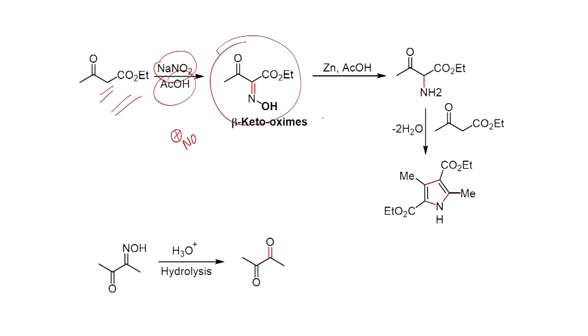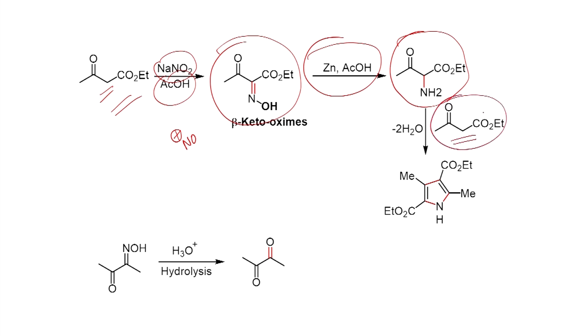This oxime can be readily reduced using zinc in acetic acid, and you can get this amino derivative. Once you form this amino derivative, which can be readily reacted with another molecule of ethyl acetoacetate, then in this way you will be able to form the tetra substituted pyrrole as a product. Now, this is one of the effective synthetic routes to construct a highly substituted pyrrole.